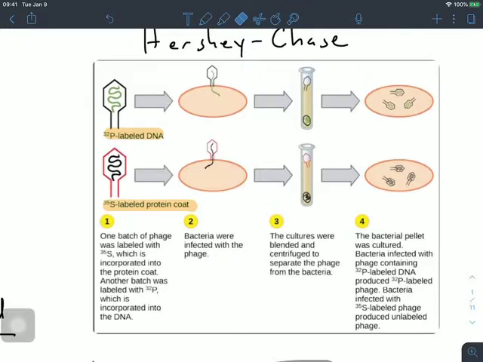Well, when the virus was replicating inside of the bacteria, with a protein coat label, there was no radioactivity labeled in the bacteria. With the DNA labeled, there was radioactivity left in that bacteria. This showed that the piece inserted was actually the DNA, not the protein. And from this, they were able to conclude that it is DNA, not protein, that is the hereditary information of life. Pretty clever, I think, right?